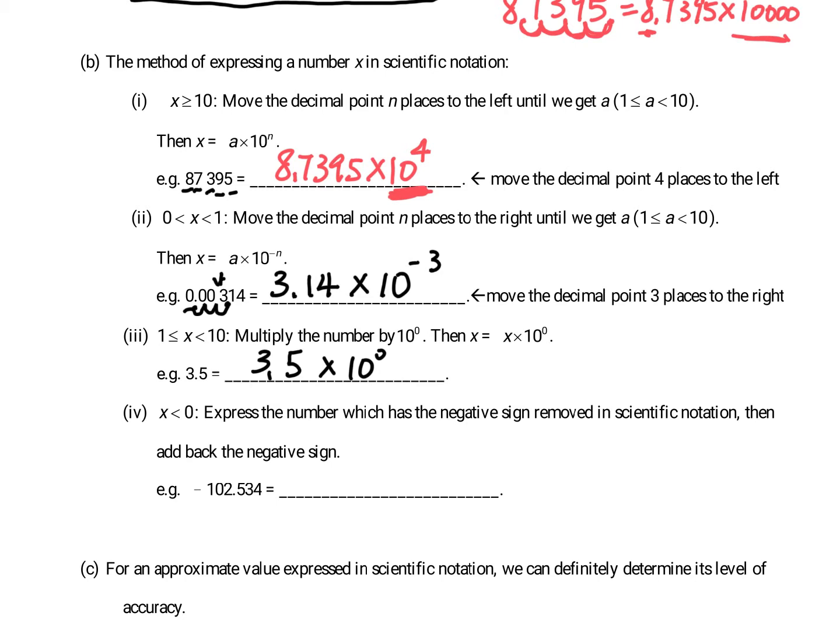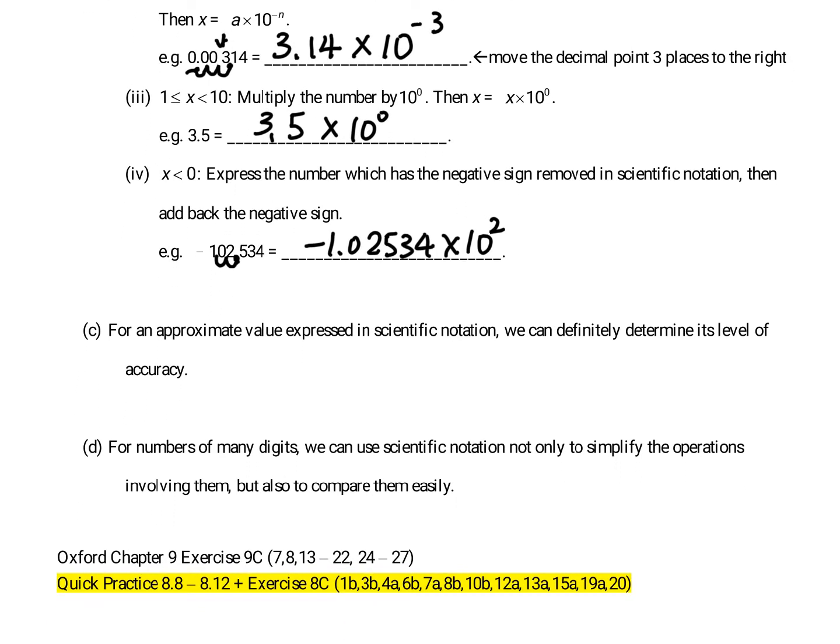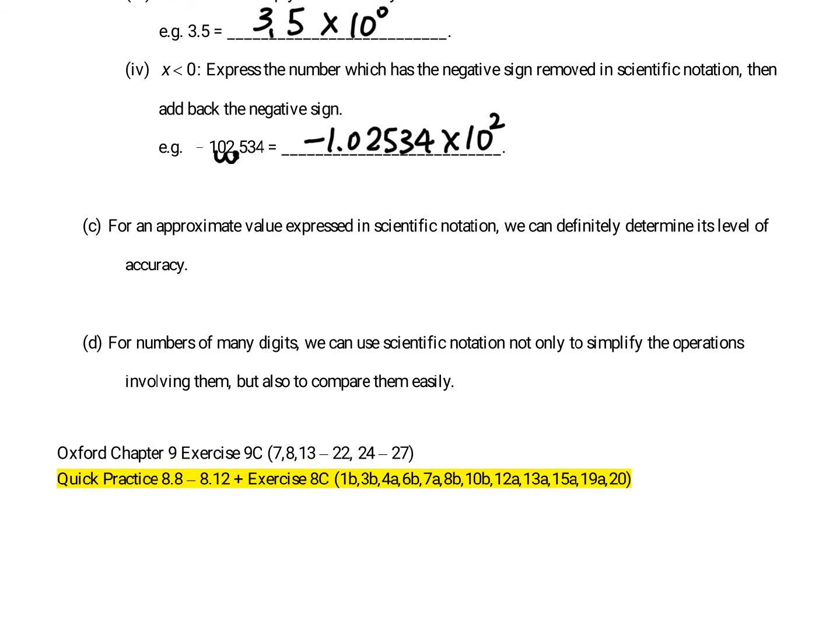And the last one, if x is smaller than 0, then you have to write it as, once again you have to see the decimal point is here. And then this time again you have to jump to the left. So 1, 2. So here would be -1.02534 times 10 to the power 2. So the negative number is very similar to the previous example. Nothing special.